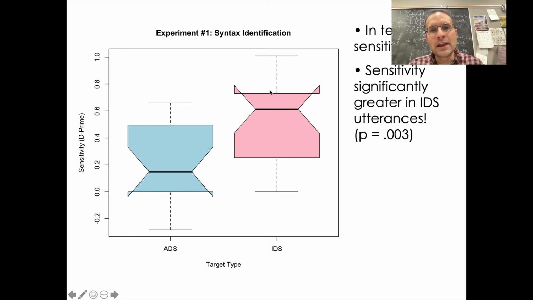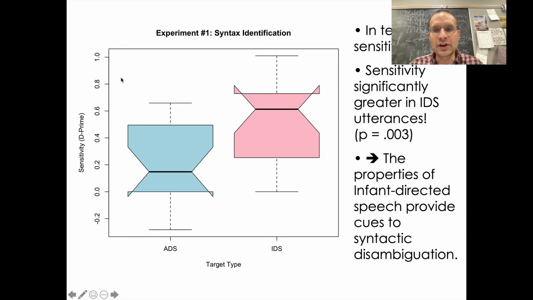But either way, you can calculate a D prime score for each of these token types for each listener, and if you have like 20 listeners in each group, you can run a t-test comparing those D prime numbers on either side, and you find when you do that, the t-test gives you a p-value of 0.003, so that's significant, which means that they're basically better at identifying the syntactic type of infant-directed speech utterances than they are for adult-directed speech. So yeah, we can conclude from that, on top of all that, the properties of infant-directed speech provide some cues to syntactic disambiguation, whatever they might happen to be.